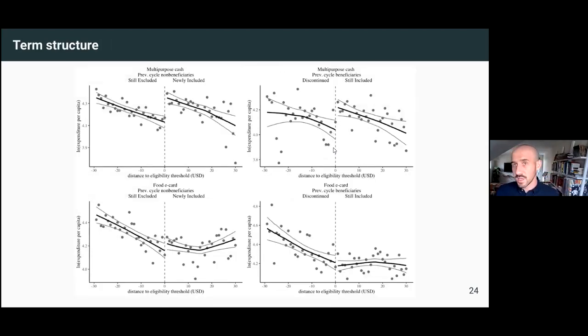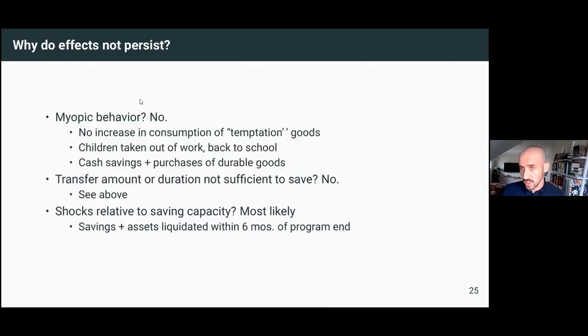And we also show that the term structure doesn't matter. We split the data, for all outcomes, for families who have never received assistance before. The effect sizes are very similar for families who were receiving assistance and who were discontinued.